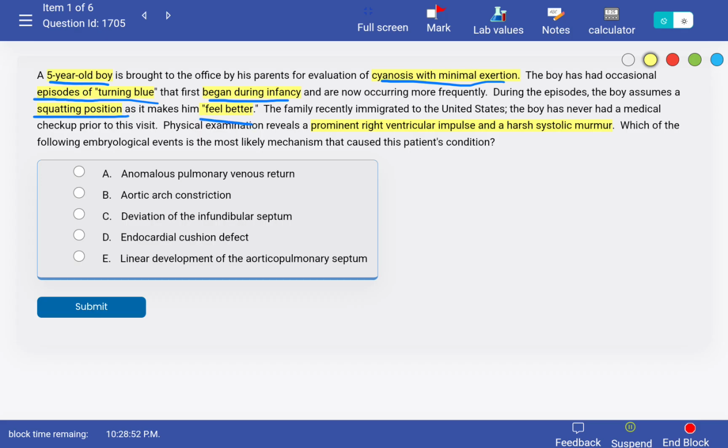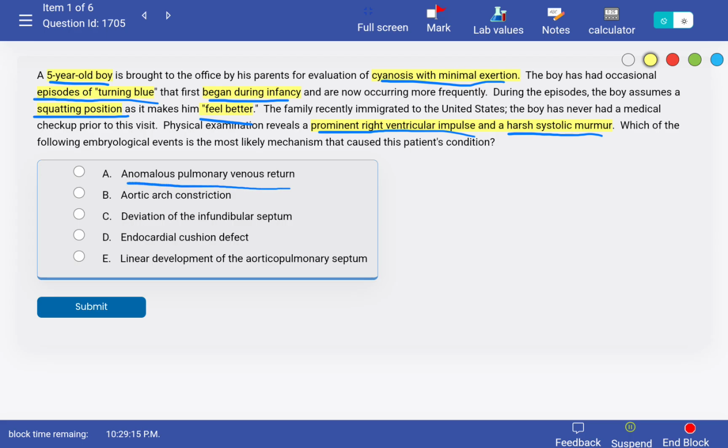The family recently immigrated to the US. The boy has never had a medical checkup prior to this visit. Physical examination reveals a prominent right ventricular impulse and a harsh systolic murmur. Which of the following embryological events is the most likely mechanism that caused this patient's condition?